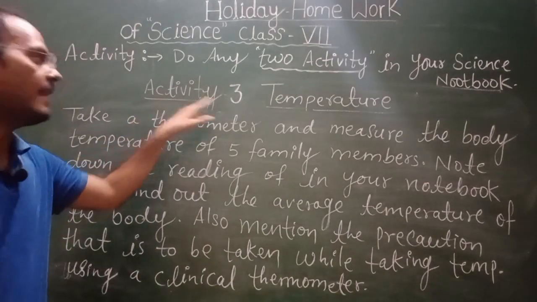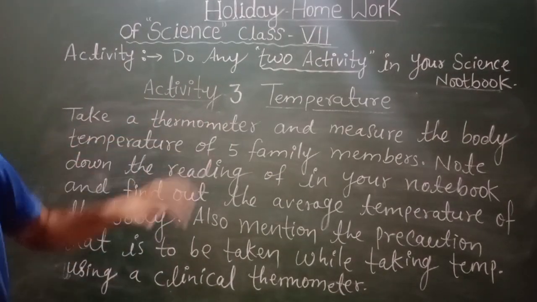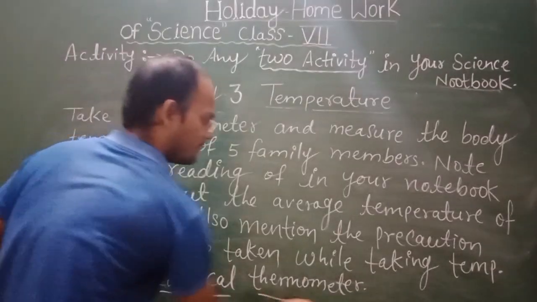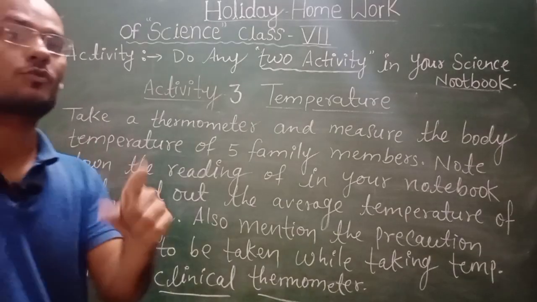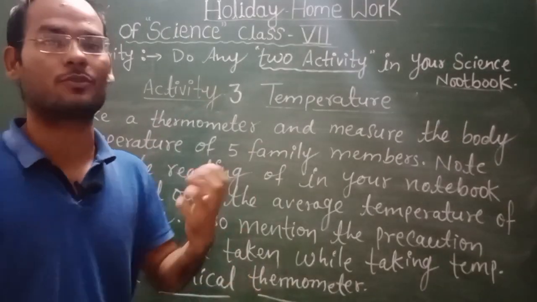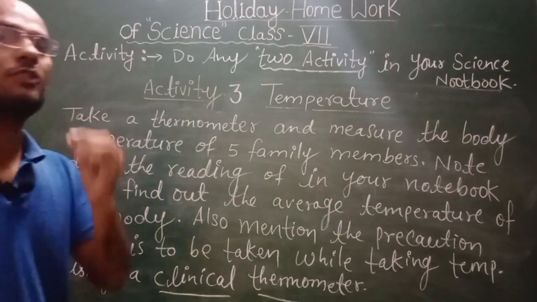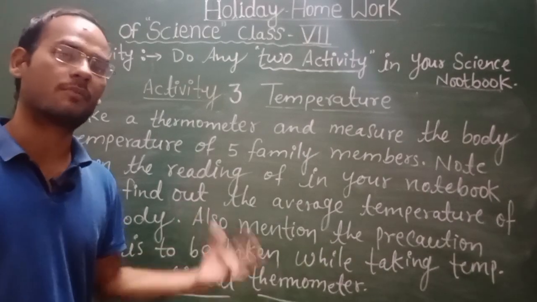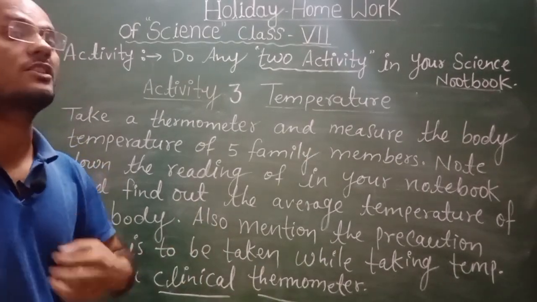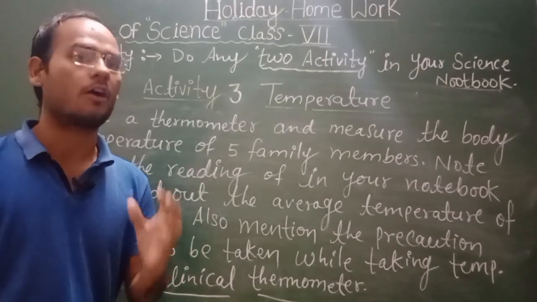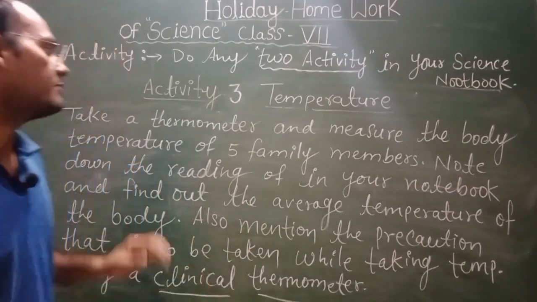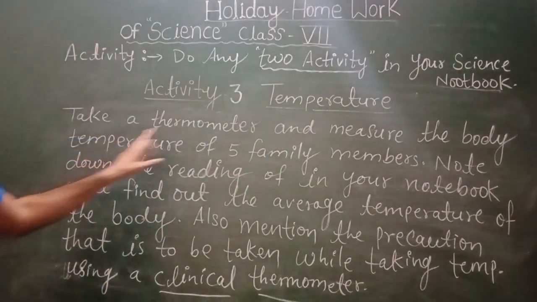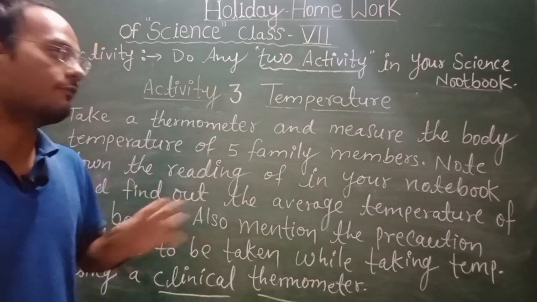So what is activity third? Take a thermometer. Which type of thermometer? Clinical thermometer, which is used by the doctor. When you go to the doctor, the doctor uses that type of thermometer to measure your body temperature. Such a thermometer is called a clinical thermometer, which is used to measure the temperature of your body. Is that clear? So you have to use such a thermometer and measure the body temperature of 5 family members in your family.